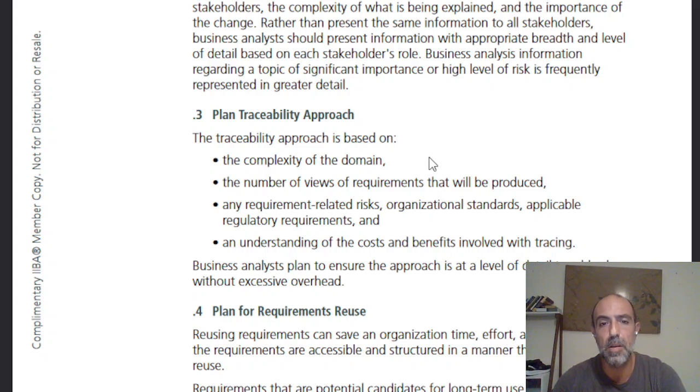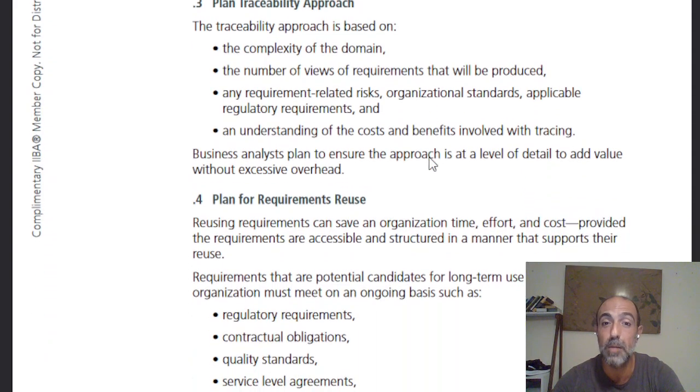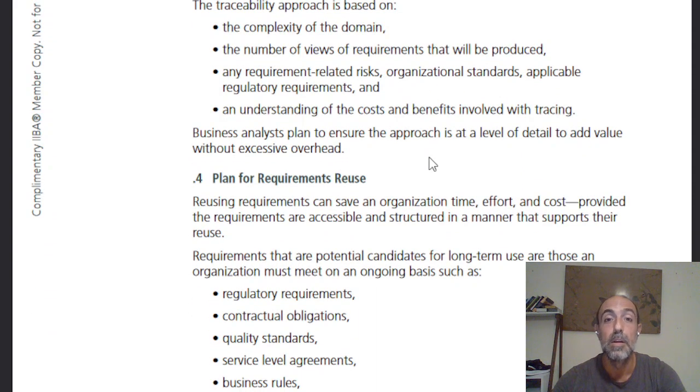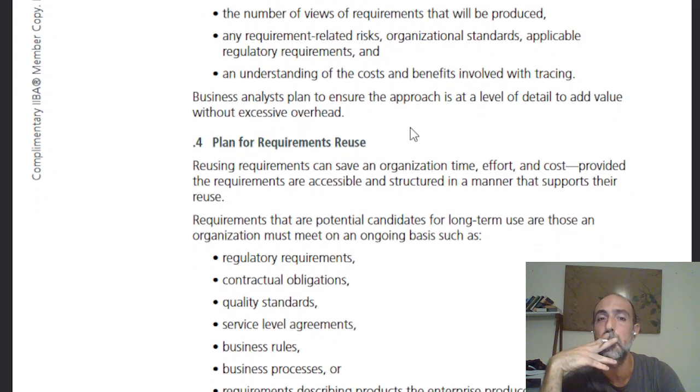Traceability approach is based on the complexity of the domain and the number of views of requirements that will be produced. That means that when you're doing requirements, you have to take into consideration how other people might see them. So requirements are the same, but you may have to present them differently. It also depends on any requirement-related risks, organizational standards, applicable regulatory requirements, and an understanding of the cost and benefits involved with tracing.